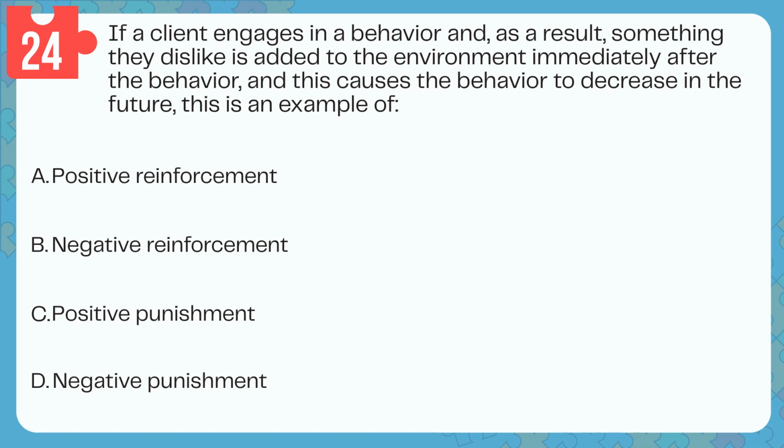Question 24. If a client engages in a behavior and, as a result, something they dislike is added to the environment immediately after the behavior, and this causes the behavior to decrease in the future, this is an example of A. Positive reinforcement. B. Negative reinforcement. C. Positive punishment. D. Negative punishment.